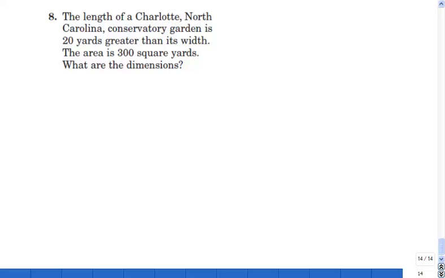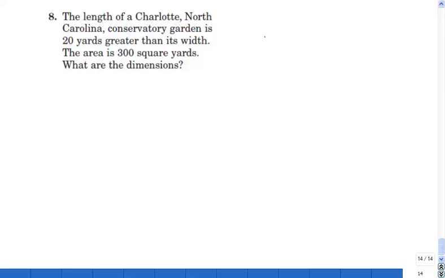Everybody's ready. Juniors, seniors. An algebra problem. You may have something similar on the proficiency exam. Who knows? And the problem says the length of a Charlotte, North Carolina conservatory garden is 20 yards greater than its width. The area is 300 square yards. What are the dimensions, right?